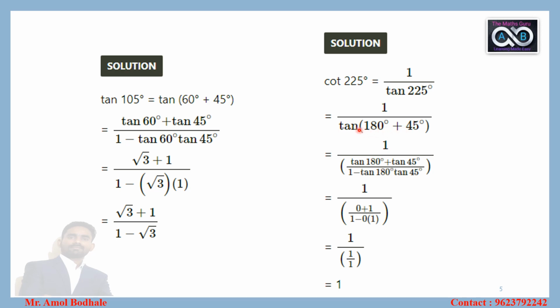Now we can use the same formula which we used in the previous example, that is tan of A plus B. That means tan A plus tan B upon 1 minus tan A tan B. What is A here? 180 degree. What is B? 45 degree. Now let's put in the values, 1 as it is. Now what is tan 180?